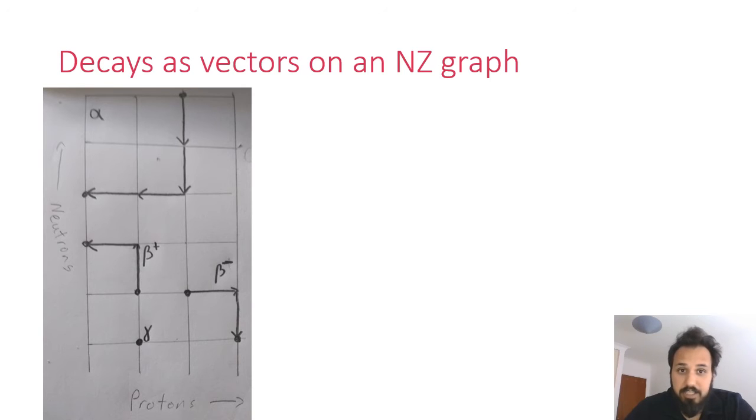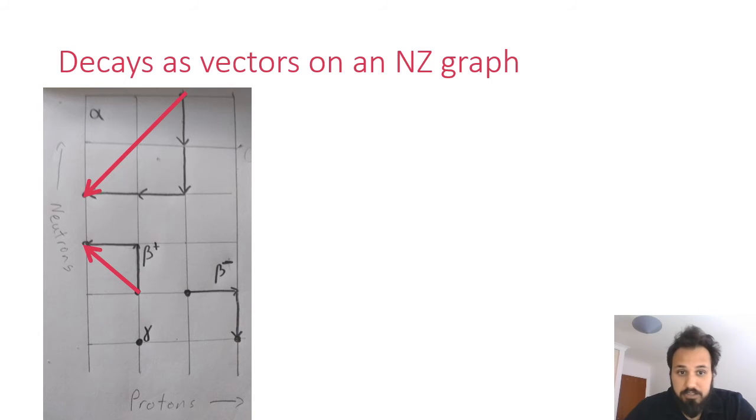For an alpha decay, the number of neutrons will decrease by 2 and the number of protons will decrease by 2. So we can think of a vector like this, where the number of neutrons goes down and the number of protons goes down. This vector can represent an alpha decay on a graph against neutron number to proton number.